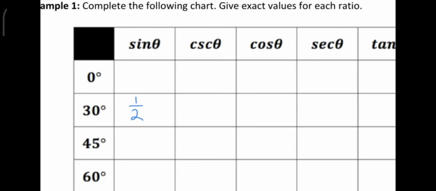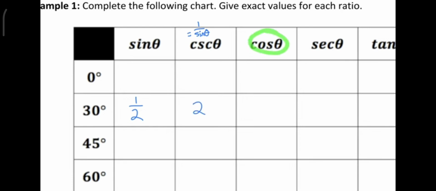Cosecant is the reciprocal of the sine ratio for the same angle. So if I want cosecant of 30 degrees, I know it's equal to 1 over what I got for the sine ratio of 30 degrees. So it's 1 over a half. Doing 1 divided by a fraction just flips it. So instead of 1 over 2, it becomes 2 over 1, which is just 2.